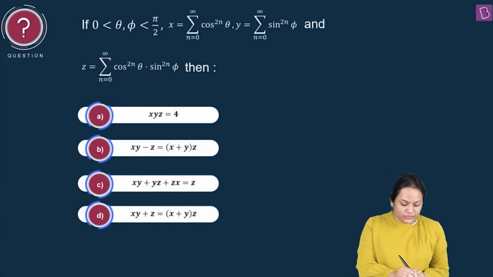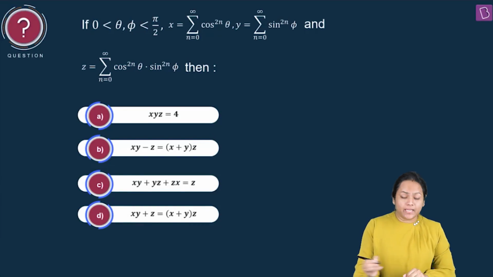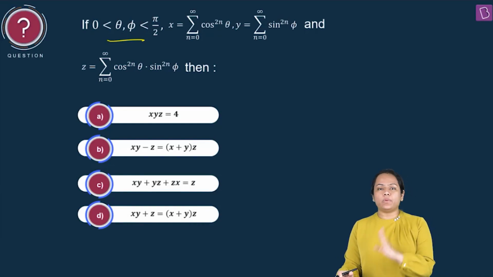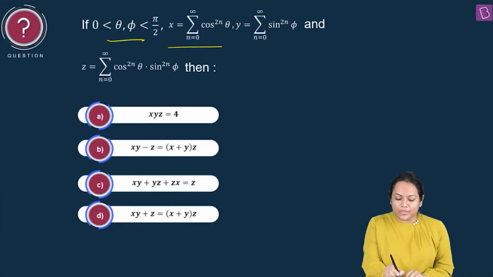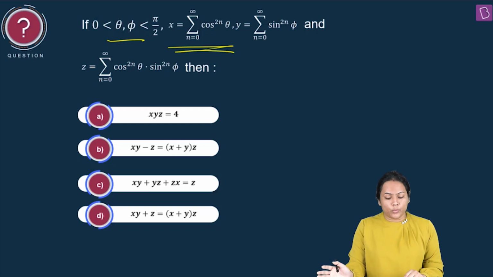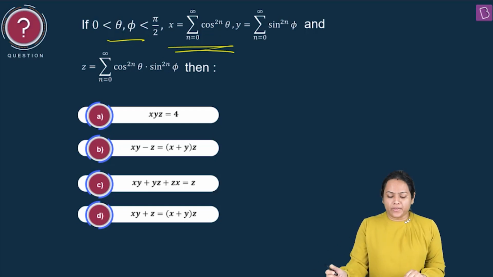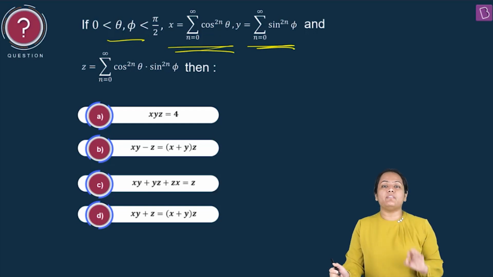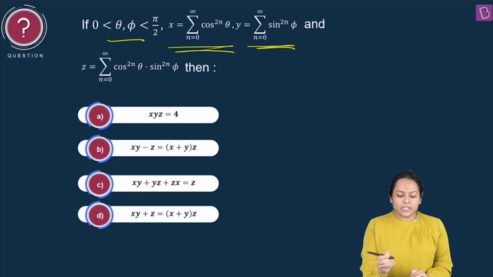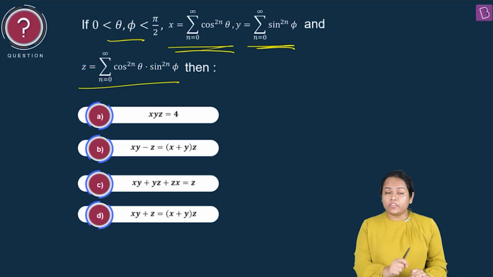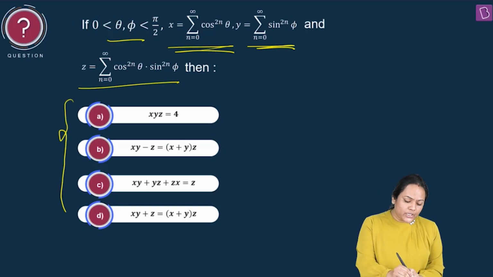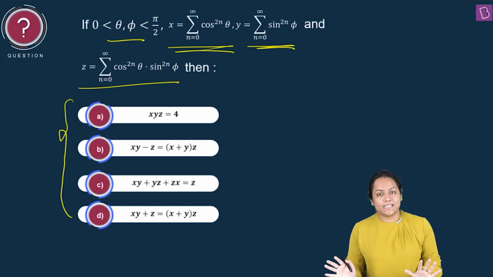Well, this question is from sequence and series, and here they have given us three different terms. Theta and phi are two angles lying between 0 to pi by 2. X is summation of cos theta raised to 2n, n varying from 0 to infinity. Y is summation of sine phi raised to 2n, again n varying from 0 to infinity. Similarly, I have Z, which is summation of cos theta raised to 2n multiplied by sine phi raised to 2n. What they have asked is the relation between x, y and z.